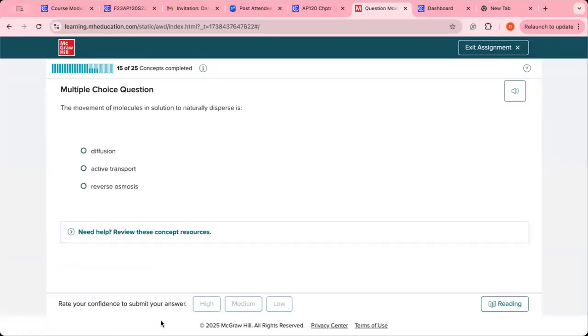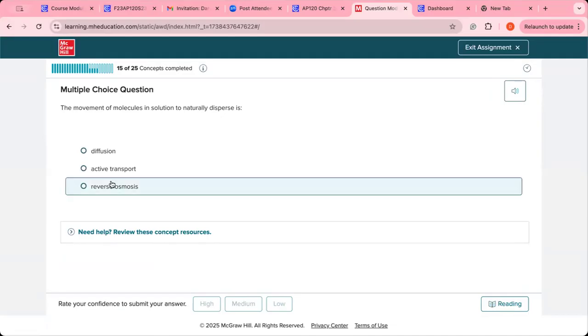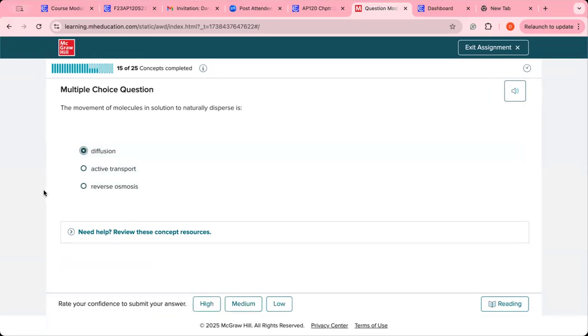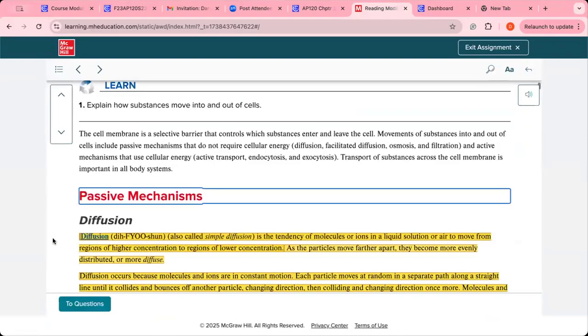The movement of molecules in solution to naturally disperse is diffusion. The natural dispersement of molecules, or maybe it's active transport now that I think about it, but I think it might be. Check and read it and see.